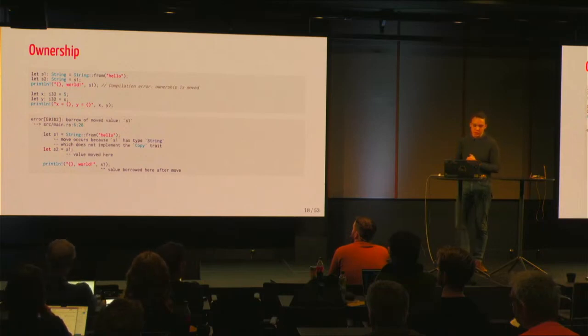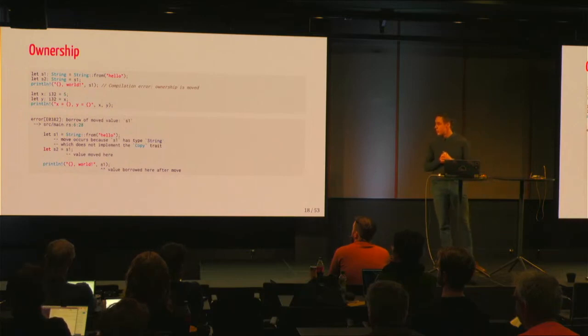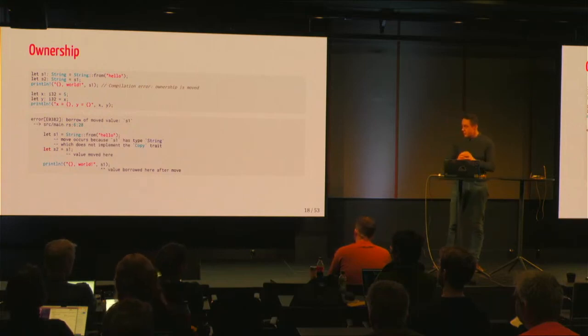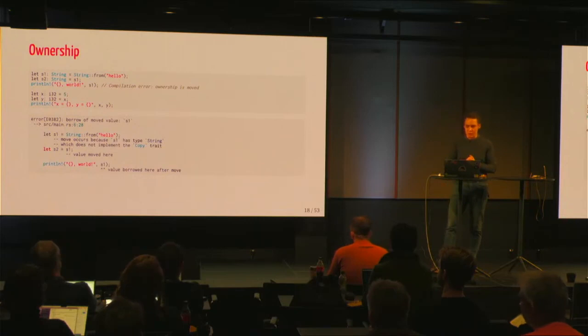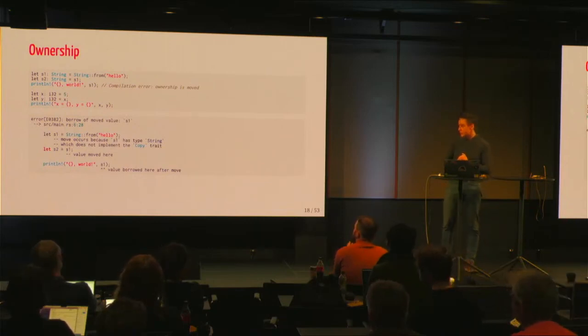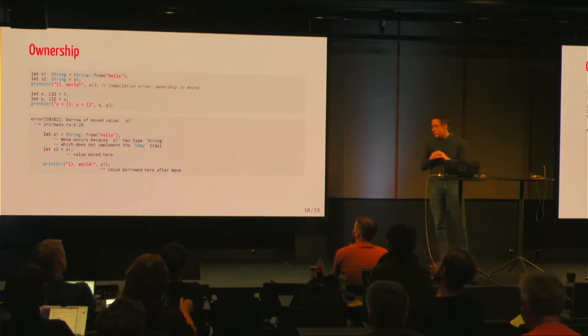So what happened was that s1 was the owner of hello to begin with, but then s2 became the owner of hello on line number 2, and then s1 doesn't own this value anymore and cannot access it. And that is the essence of ownership in Rust. And this goes for complex types like string here that lives on the heap.